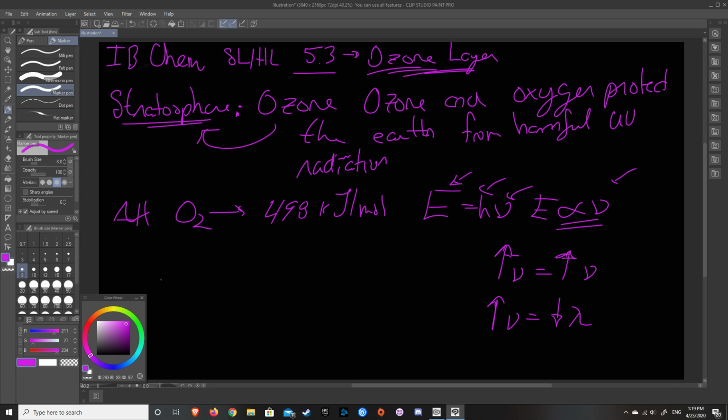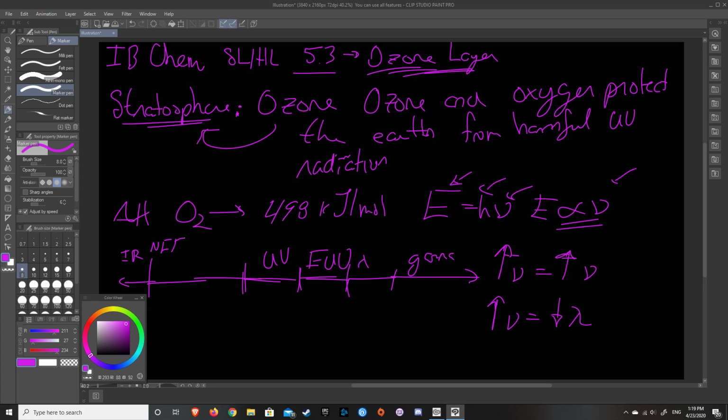If we were to look at a spectrum, we'd see visible light, then UV, then extreme UV, then X-ray radiation, then gamma ray radiation. And if we go left, we start to see IR: near infrared, far infrared, and then we get into our microwaves and radio waves. So there's a whole spectrum of energy.